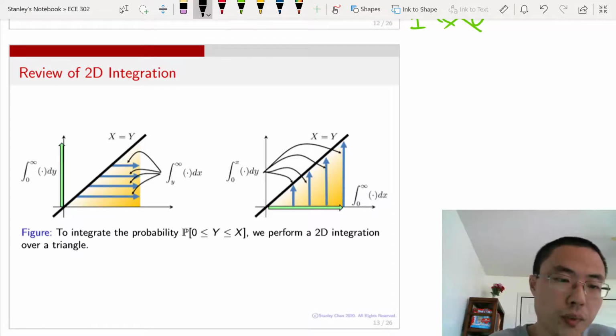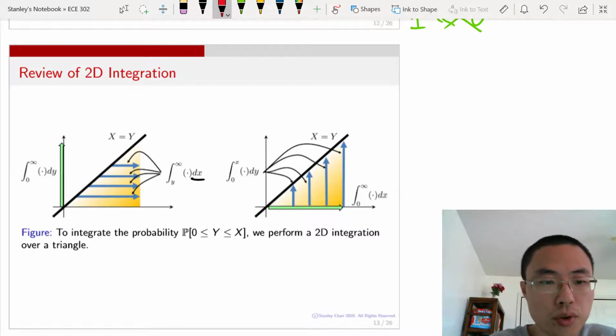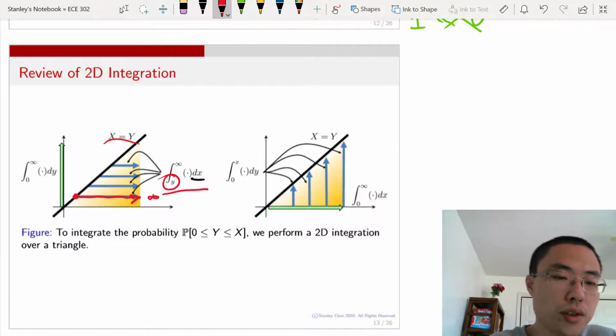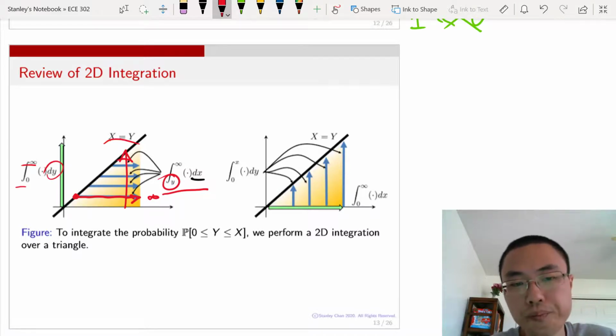So how about we integrate x first? If you integrate x first, you want to go from this point all the way to infinity, because this is unbounded. Now the starting point is not from 0. The starting point is from this line. This line is y, because x equals y. So this is the inner integration. For the outer integration, you go through all the possible lines, so that will be y going from 0 to infinity.